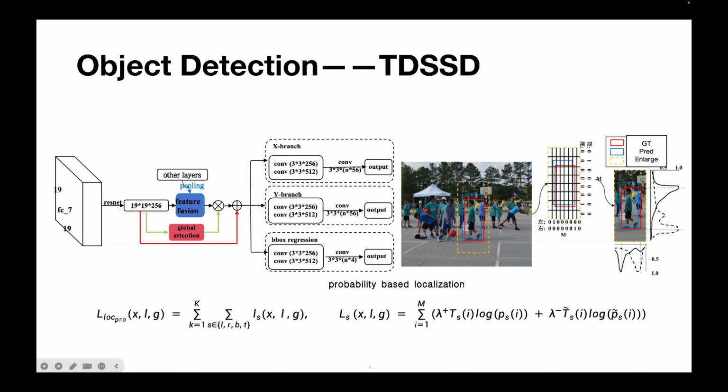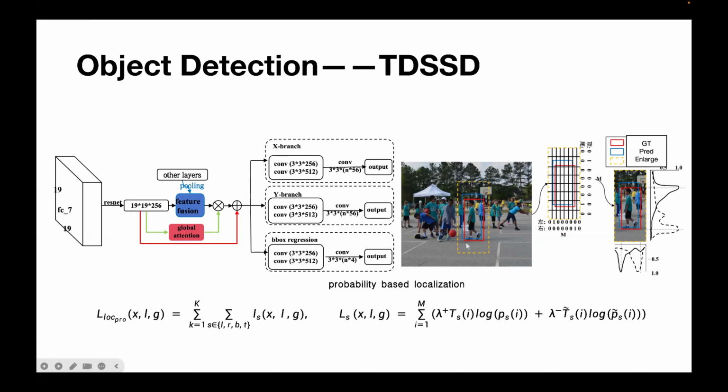I introduced this new localization method for more precise localization. As you can see from the image, usually when we do object detection, we use bounding box regression, so we input the features and output the coordinates. And here I introduce a probability-based method.